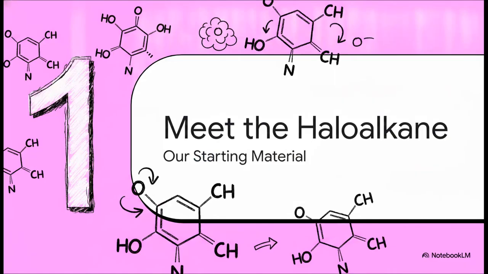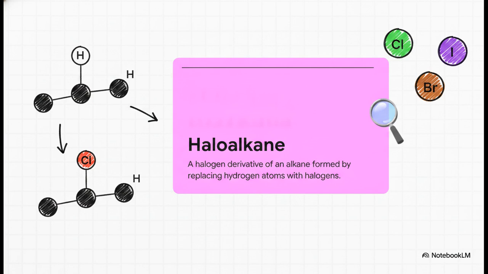Meet the haloalkane. Okay, let's dive into this by introducing the main character of our chemical narrative today. To really understand these reactions, we first need to define exactly what we're working with. A haloalkane is, simply put, a halogen derivative of an alkane. Structurally, it's very straightforward. You take a standard alkane and you obtain a haloalkane by replacing one or more of its hydrogen atoms with halogen atoms, things like chlorine, bromine, or iodine. And that simple swap of a hydrogen for a halogen completely changes the molecule's destiny.